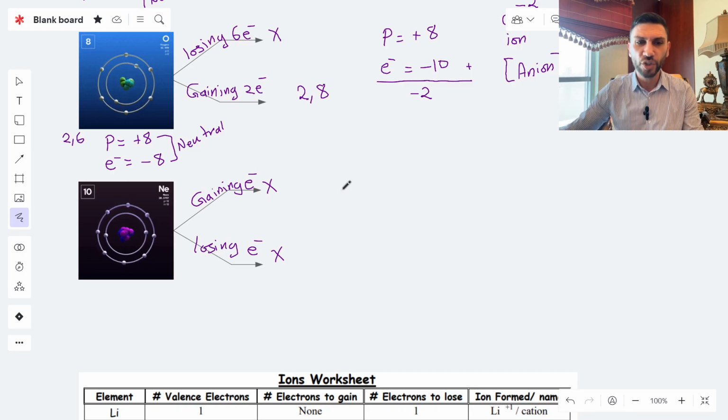The number of protons for neon equals positive 10 because the atomic number is 10, and the number of electrons equals negative 10, and neon is always an atom, which is also neutral, no charge on it.